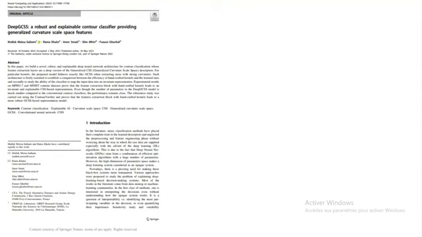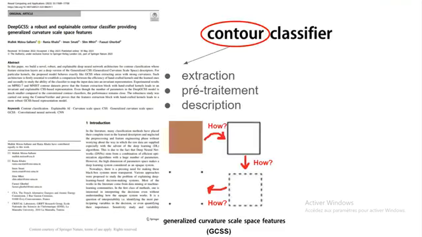So the word deep is from deep learning, and robust is also related to deep learning. Explainable, again, deep learning. Contour is related to contour data, contour information. And GCSS provides generalized curvature scale space features, so it's related to contour representation. And so it's a deep learning classifier. From this title, the main words show that it's a generic approach. We are studying it in the case of this paper, but whatever paper, you can understand from the title.